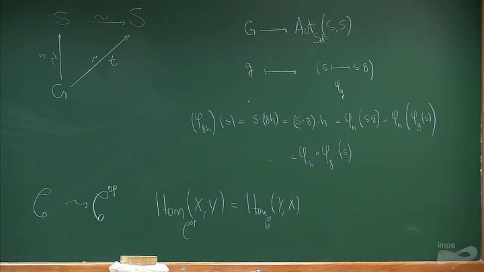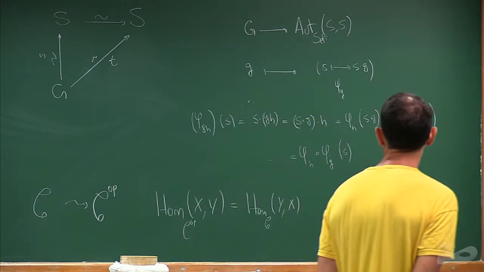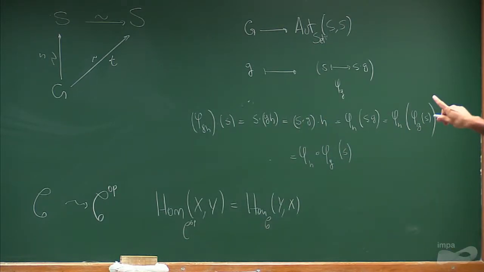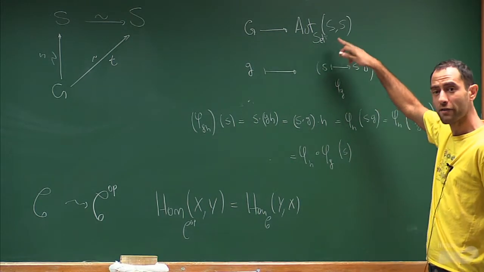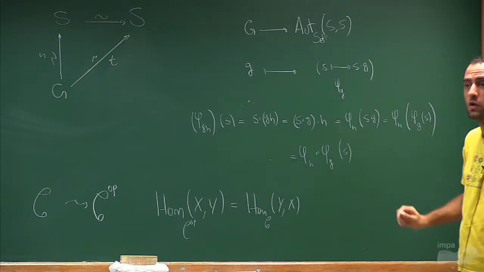But okay, so I still want to solve this problem. Come on, guys. So I have this map from G to automorphisms of S as sets, which was this action on the right. So now the question is, do I have it to automorphisms in the category of G torsors?